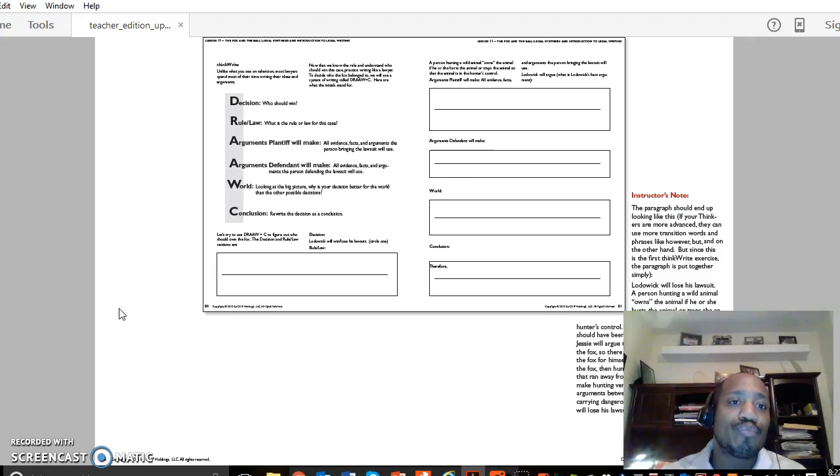So that brings us to the Draw plus C framework. The D stands for who should win, writing a decision in a clear way. The R is the rule of law. What's the rule of law supporting what you're doing? What are the arguments on both sides? What is that big picture world conclusion, implication of what's happening? And then you're rewriting your decision as a conclusion, incorporating what you've already said and not introducing any new evidence.